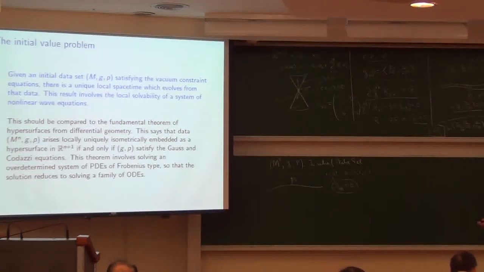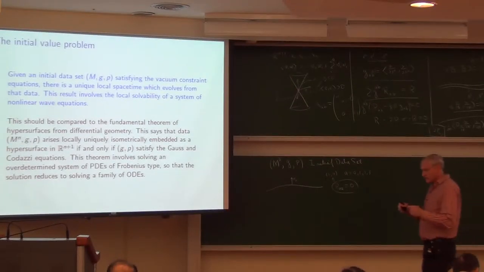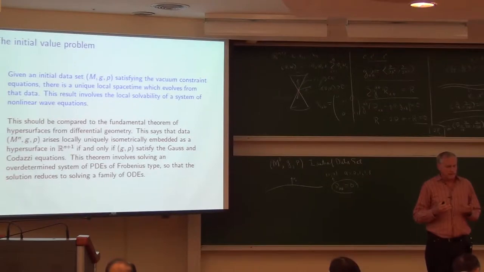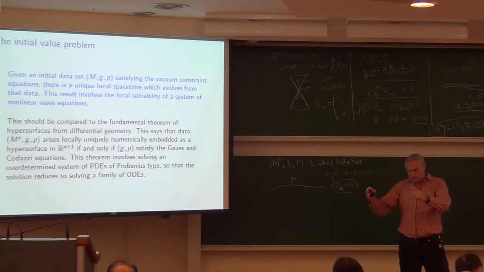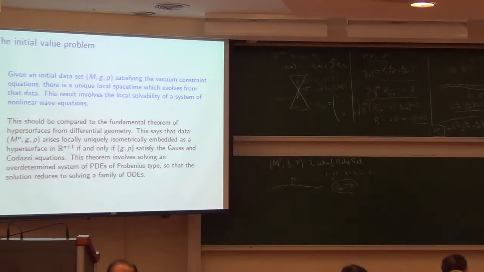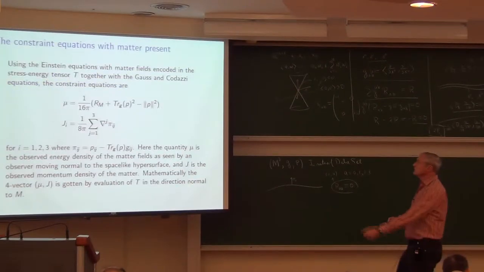So that theorem is a much easier theorem because it involves solving an overdetermined system of PDEs, and they're of what's called Frobenius type. So that means that they can actually be solved by solving a family of ODEs and checking compatibility conditions. Okay, and so this is an interesting parallel theorem. It sort of corresponds to the case where the space-time is flat, right? You want to get a flat space-time, and then the conditions are a full set of Gauss equations. And so then the embedding problem is much easier. In the Einstein case, it's a system of wave equations, so you have to use a more difficult theory. Okay, so that's the initial value problem.